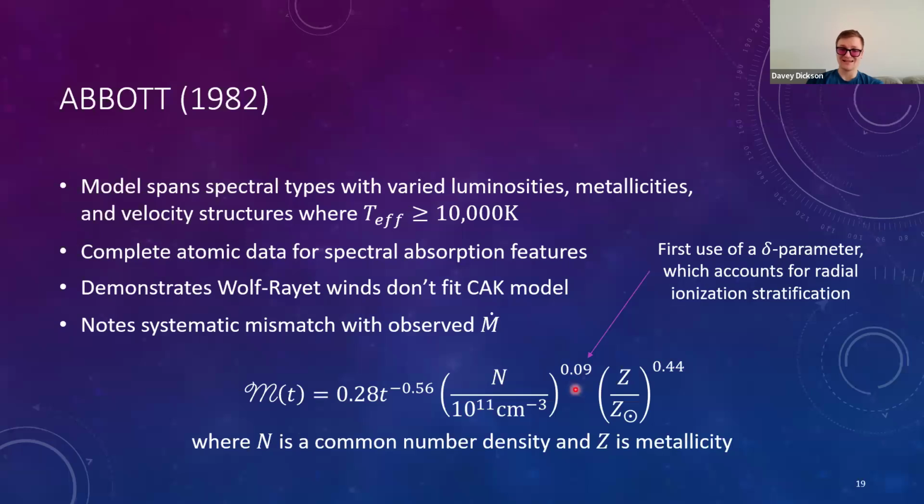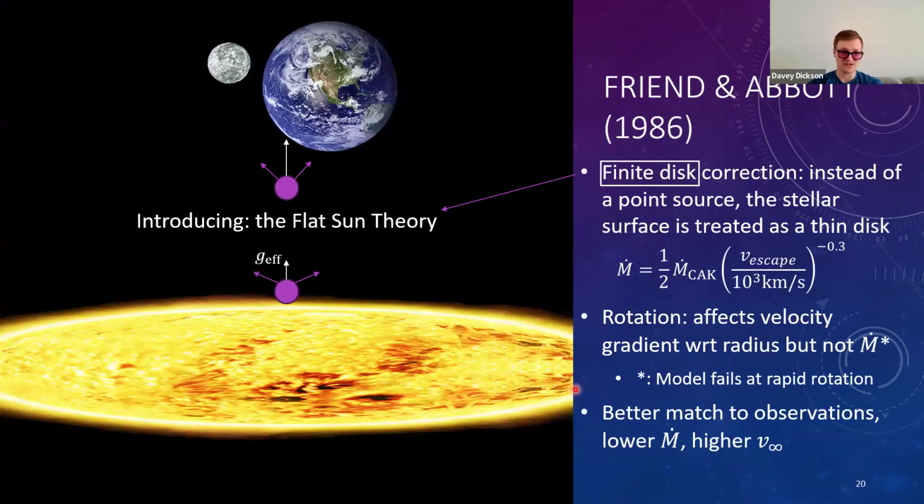Moving right along to 86, Friend and Abbott took this finite disk correction into account that I was mentioning earlier. This is considering the force on this parcel of gas to not just come radially, but come from a variety of directions from a flat disk. So what a flat earther might model a star to be, which is at least a step up from considering it a point mass, and takes in these non-radial contributions.